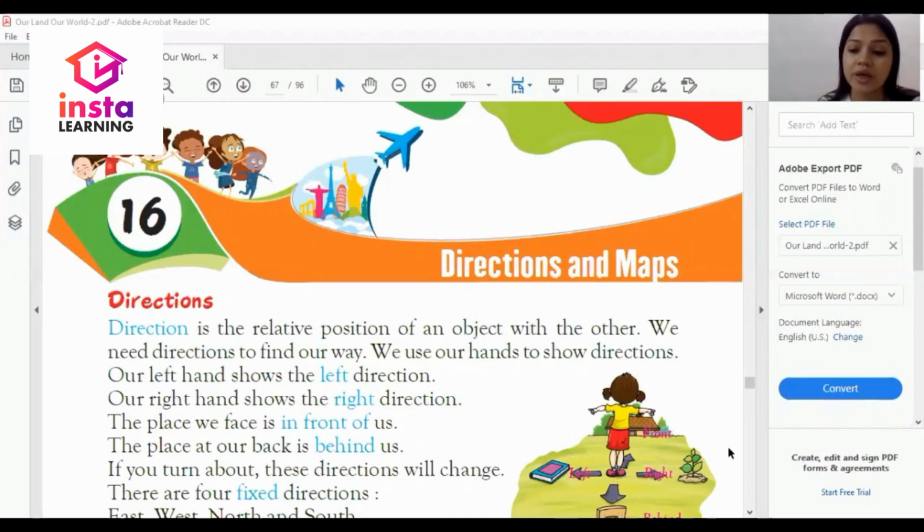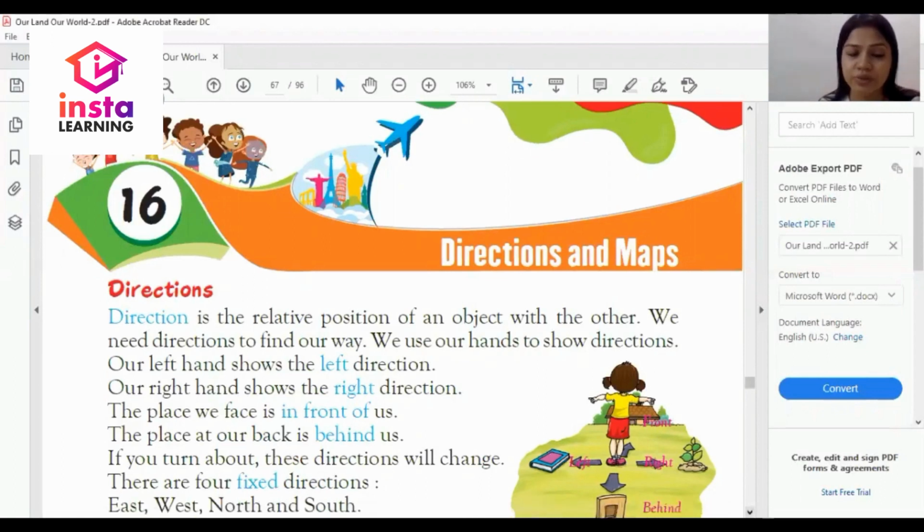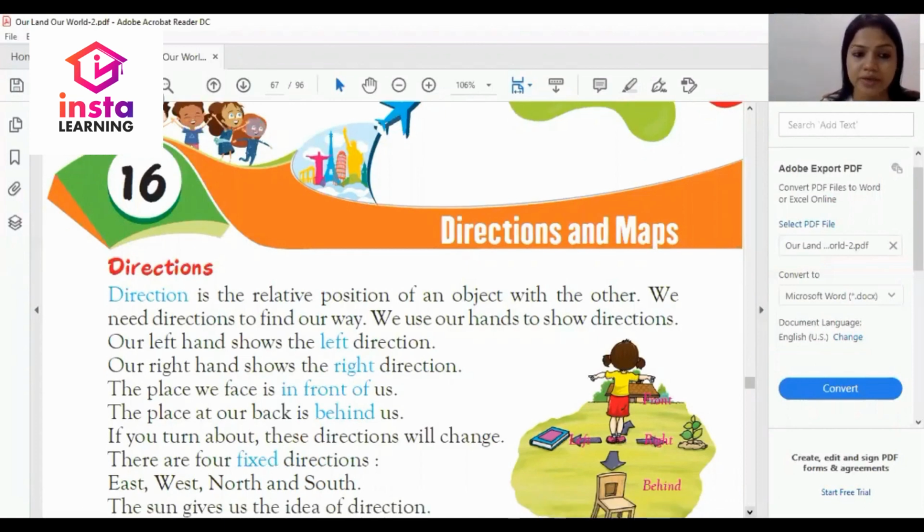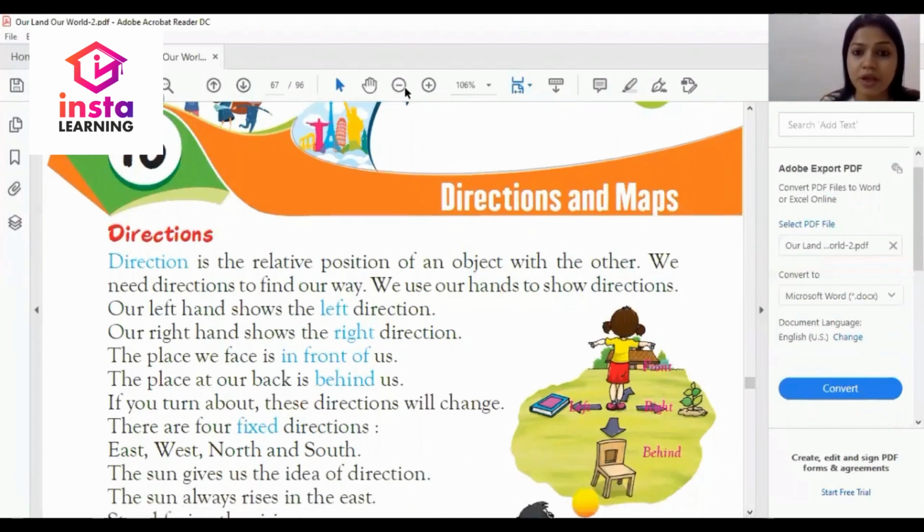Dear student, here I am sharing my screen with you, which will help you to understand the chapter clearly. Very first, you should know what is direction. So, dear student, here I am marking it. Direction is the relative position of an object with the other. What is direction? Direction is the relative position of an object with the other.